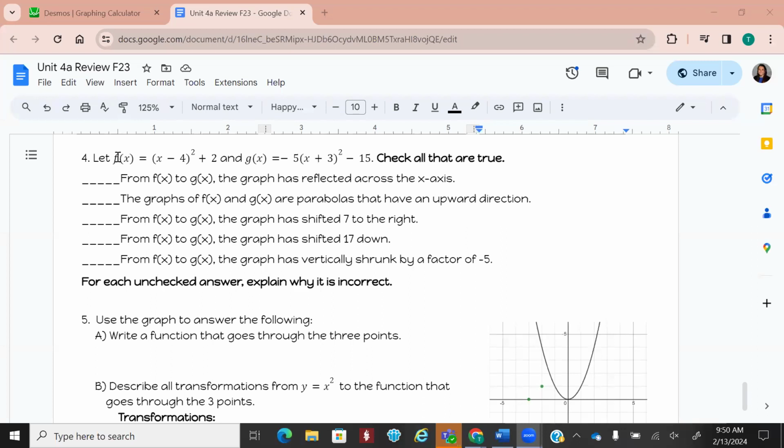Okay. So on this one, it's saying let f(x) equal this, g(x) be this. Check all that are true. So from f to g, has it reflected across the x-axis? Well, look at f. Is it a positive value? Yes, it's positive. Look at g. Is it negative? Yes. So did it reflect? Yeah. So this is like start to finish kind of question. Now the graphs of f(x) and g(x), are they both facing upward? No, because g has a negative, right?